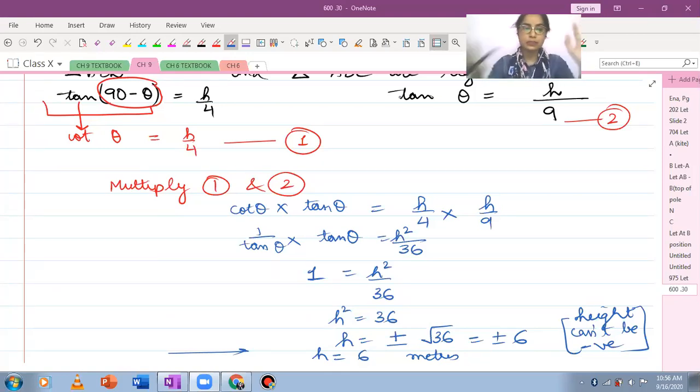As for now we have just finished with chapter number 9 and tomorrow we will start with chapter number 6.